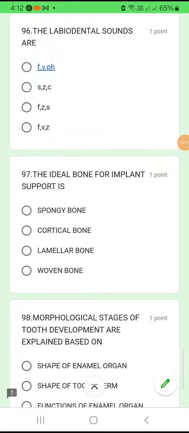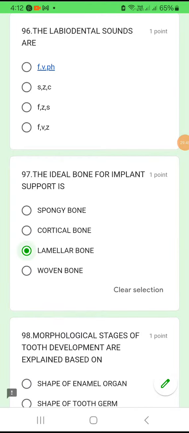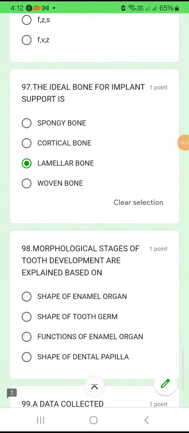Question number 97. The ideal bone for implant support: spongy bone, cortical bone, lamellar bone, woven bone. Yes, lamellar bone. Okay, the ideal bone for implant support is lamellar bone.